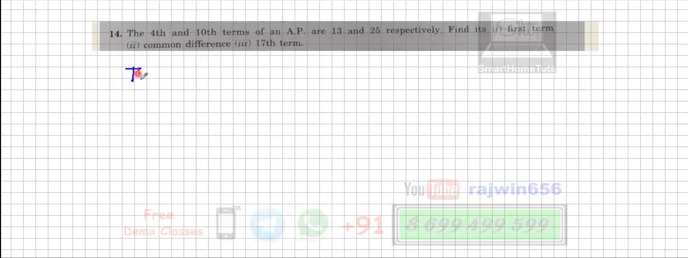Fourth term, that is T4, is 13. And 10th term, that is T10, is 25. We are supposed to find the first term, that is A. We are supposed to find the common difference, that is D. And the third thing that we are supposed to find is the 17th term, that is T17.